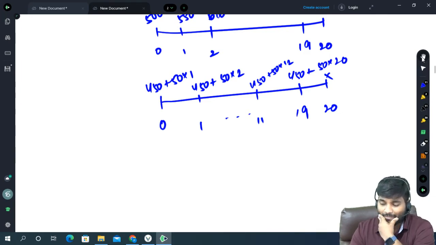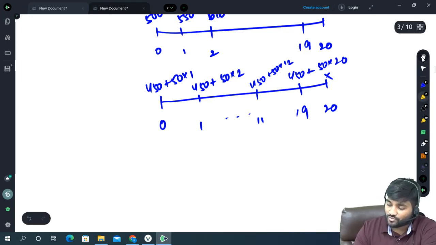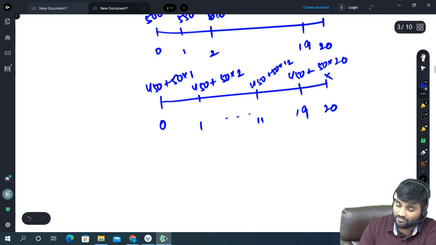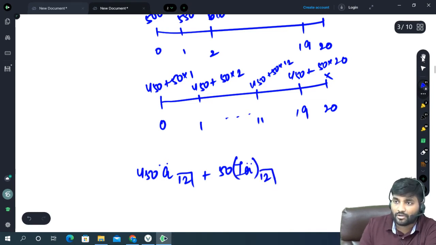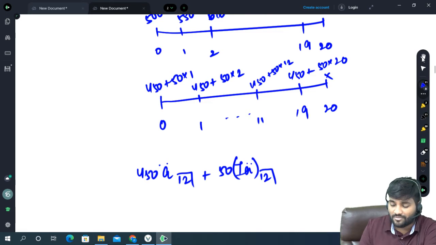years. Okay. So for the first 12 years I'm doing this. For the first 12 years it will be 450 ADU 12. Don't copy. Plus 50 IADU 12. Now this is for the first 12 years, okay? IA due is for 50.